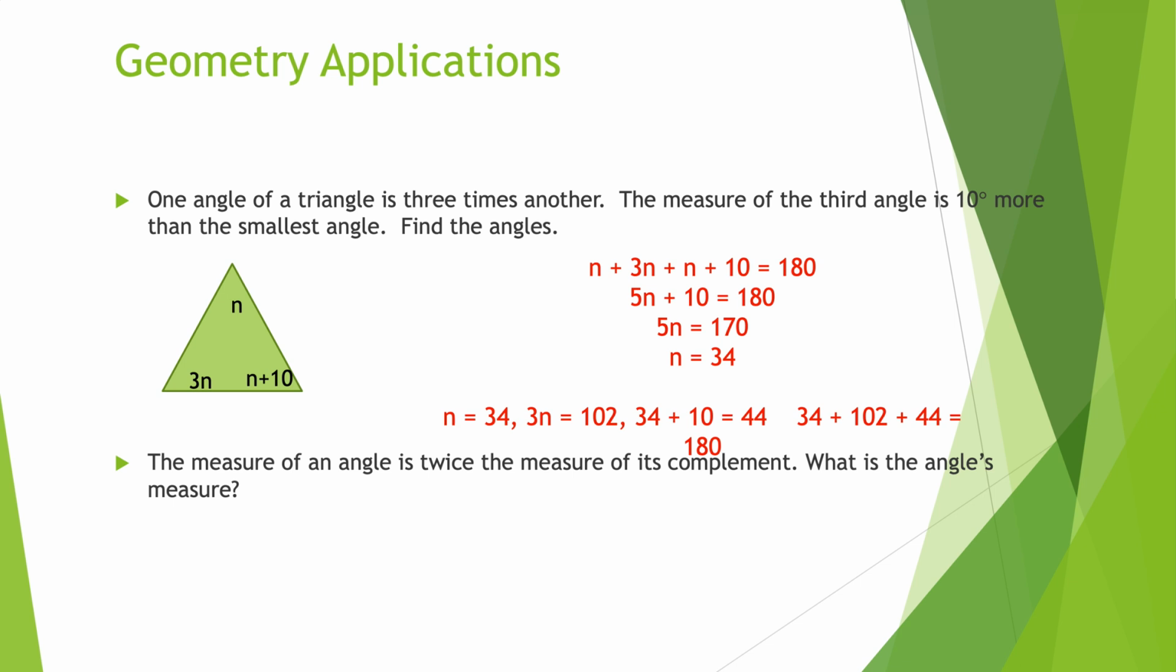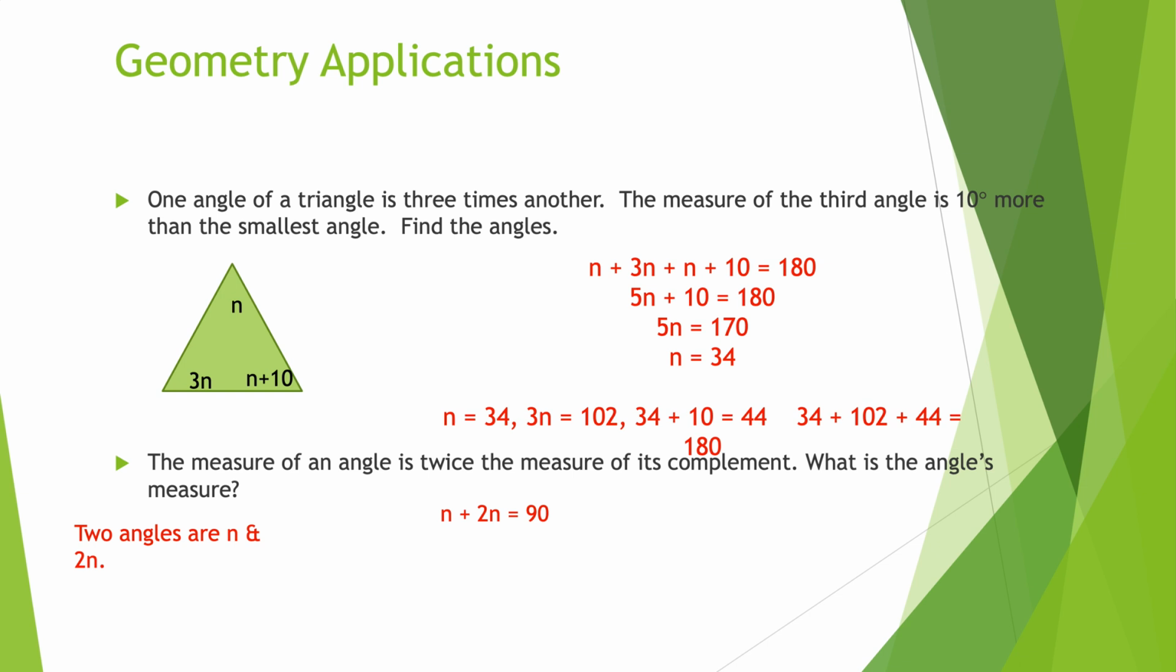So I'll let the first angle be n, and the second angle is twice as big. So the second angle is 2n. Okay, so two angles are n and 2n. Now complementary, pretty straightforward. They just add up to 90. 1n plus 2n is 90.